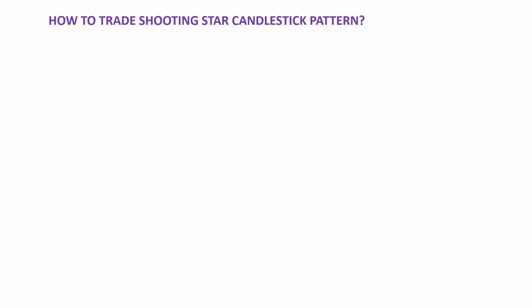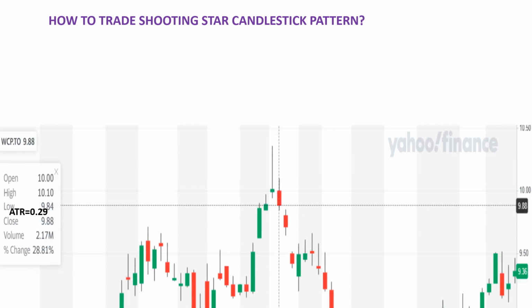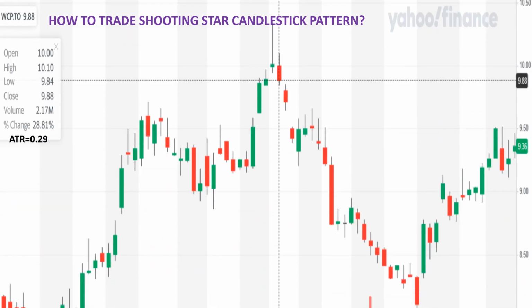How to trade the shooting star candlestick pattern. In this example, using WCP stock and a daily time frame, we observe an uptrend followed by a strong shooting star formation at the top of this uptrend, indicating a potential reversal from uptrend to downtrend.